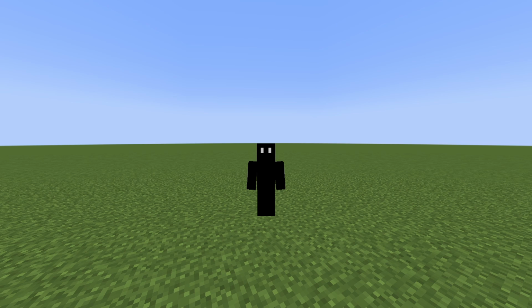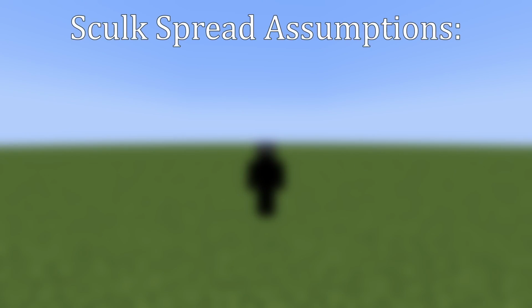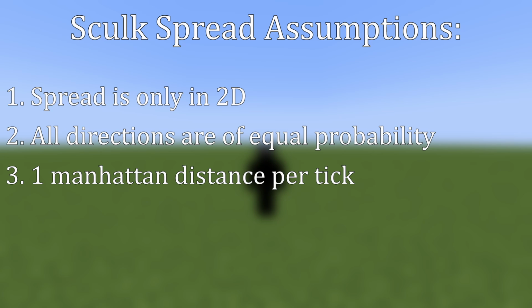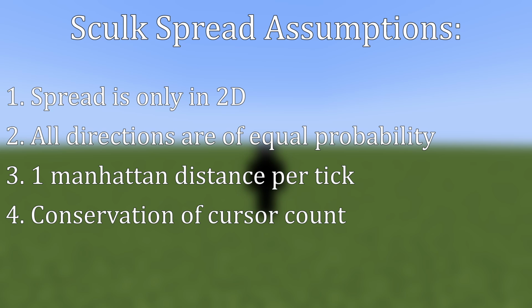The model of the sculk spread is going to be based on the following assumptions. First, the spread only occurs in two dimensions, on the x and z plane. Second, every direction of spread is equally likely. Third, each tick each cursor moves one block of Manhattan distance, which means they can only go north, east, south, or west, no diagonals. And lastly, the number of sculk cursors remains constant.